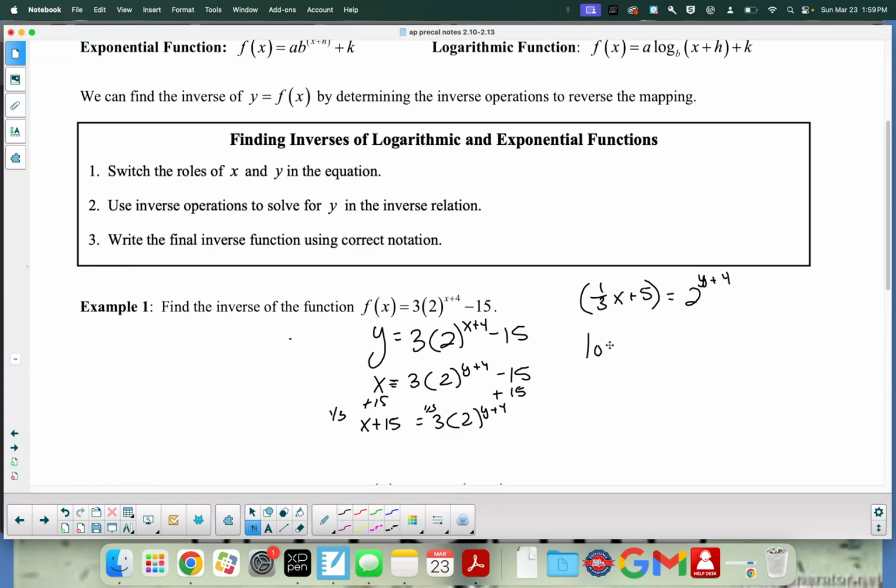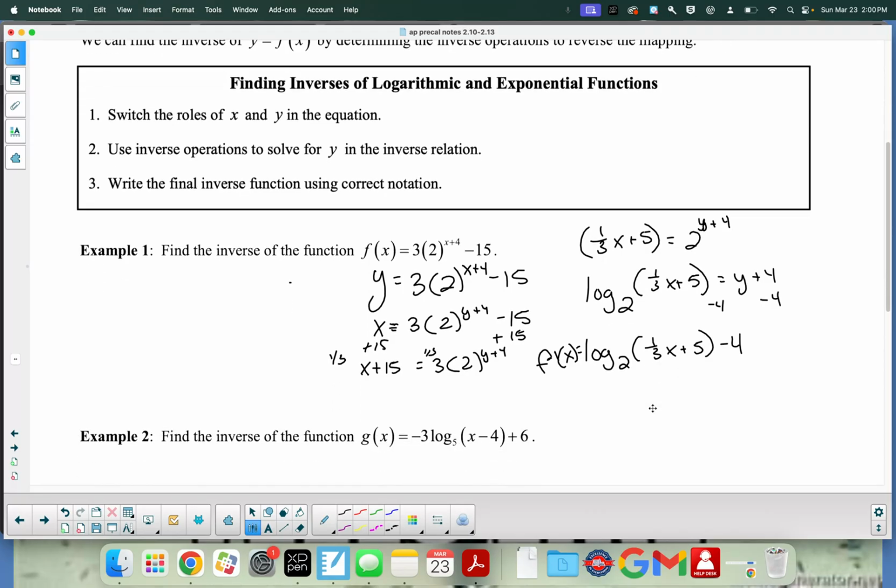So this is going to be log base 2 of, it's now my argument, 1/3 x plus 5 equals y plus 4. And then I need to subtract 4. And since my argument is all nicely in parentheses, I know this goes on the outside. So this is log base 2 of 1/3 x plus 5 minus 4. And that is going to be my inverse function. And we wrote it as f of x, which means we now need to rewrite it as f negative 1 of x to show that that is the inverse. So it's the same thing that we've been doing for a while. We're just doing inverse operations. It's just the order that you do them in is very specific and very required.